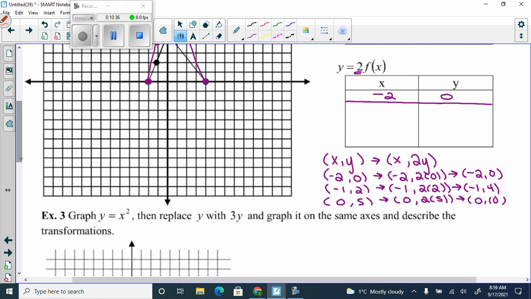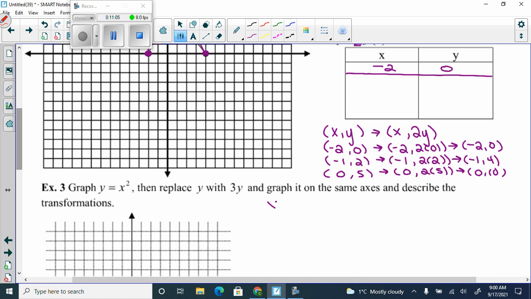Now this next one has y equals x squared, replace y with 3y. So what does replace y with 3y mean? Anyone know? Because you have to replace. What does replace mean? Go to the y, toss behind the head, replace it with 3y. So the y is getting replaced with 3y. So we're going to get y equals x squared. I'm going to take this y, I'm going to toss it behind my head, and I'm going to replace it with 3y.